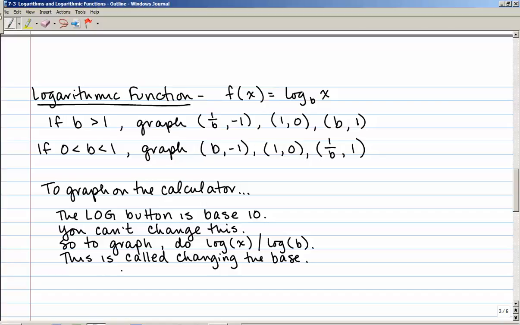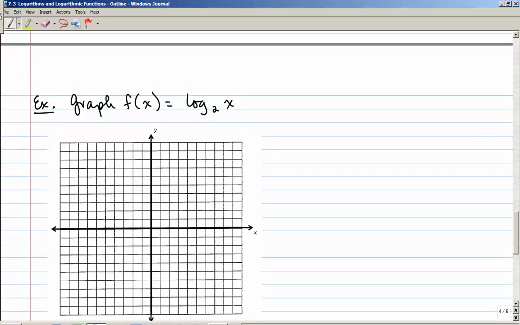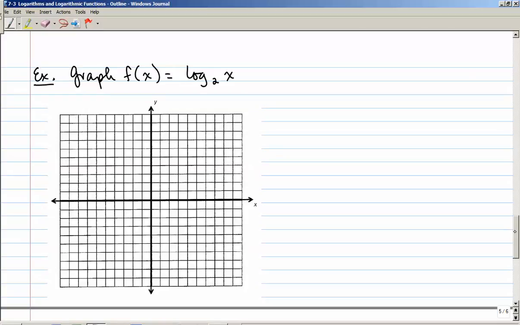So to graph it, you can do log of x over log of b, and that'll change your base. Okay, we can take a look at how you do that, but let's take a look at a couple examples here. So here we have f of x equals log base 2 of x.